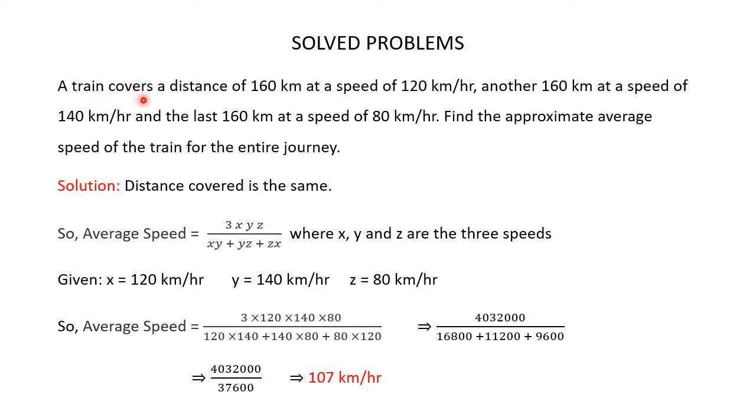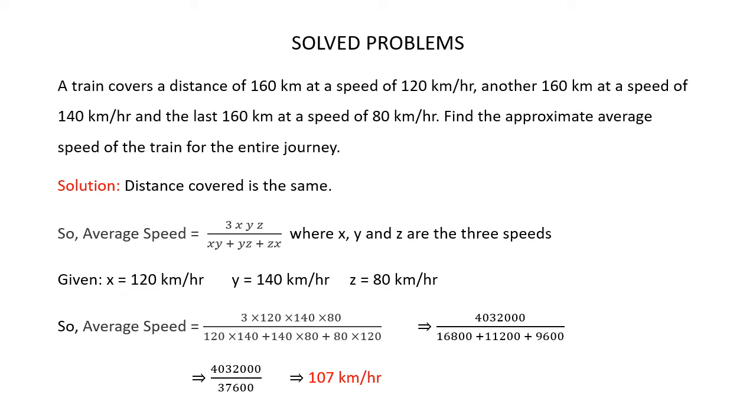A train covers a distance of 160 kilometers at a speed of 120 kilometers per hour, another 160 kilometers at a speed of 140 kilometers per hour, and the last 160 kilometers at a speed of 80 kilometers per hour. Find the approximate average speed of the train for the entire journey. Now here it is given that the train covers a distance of 160 kilometers and then another 160 kilometers and then finally another 160 kilometers. So the distance covered is the same.